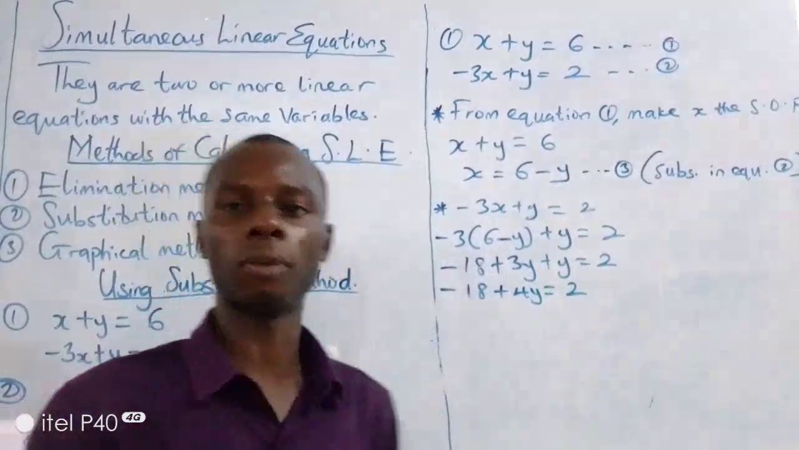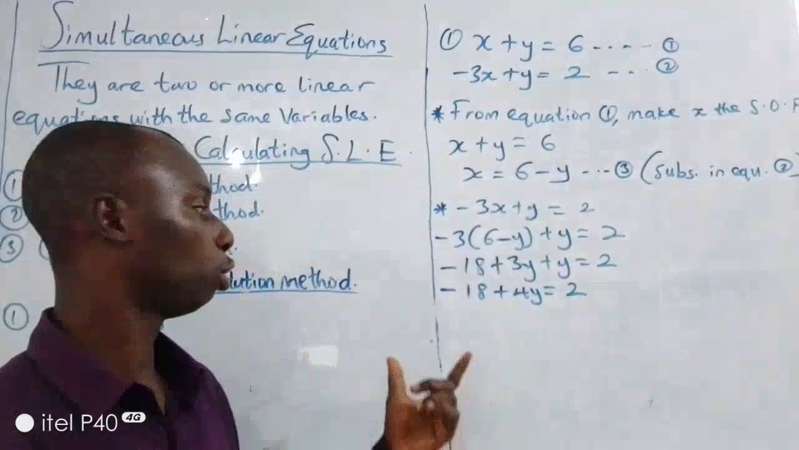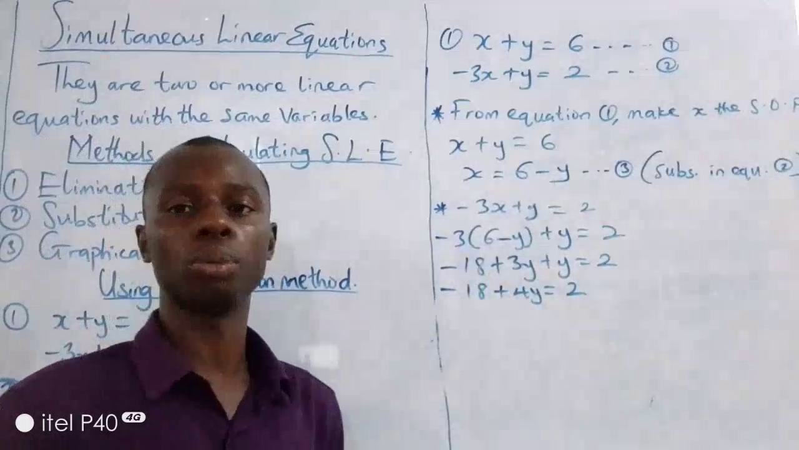So the next thing for me to do now is to collect like terms by ensuring that this minus 18 goes to meet 2.